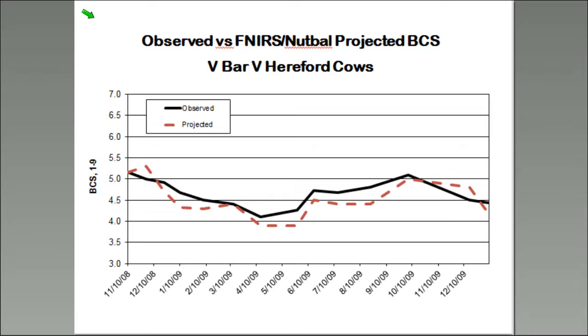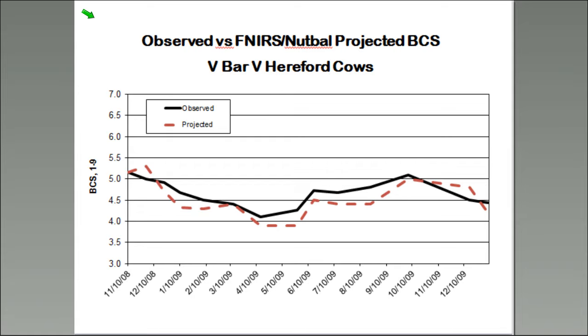We can compare what we collect and determine the forage quality and quantity, and put that into a model that determines those nutritional needs for the animal and then projects what their body condition would be given that set of conditions. We did this for two different groups of cows during a 2-year period.